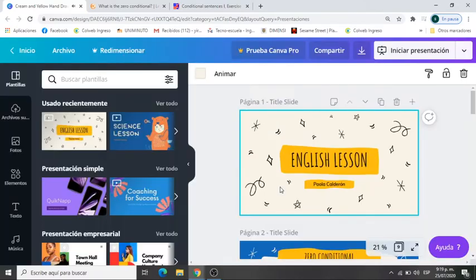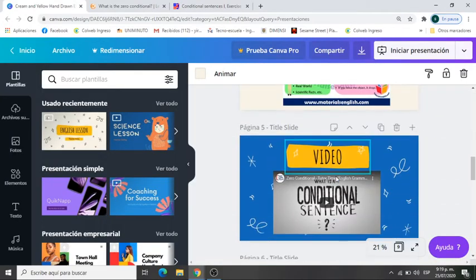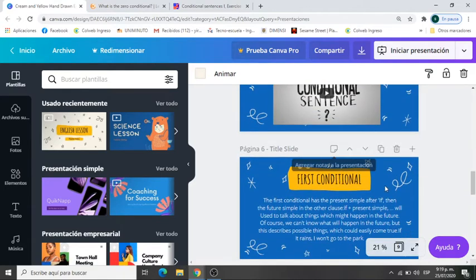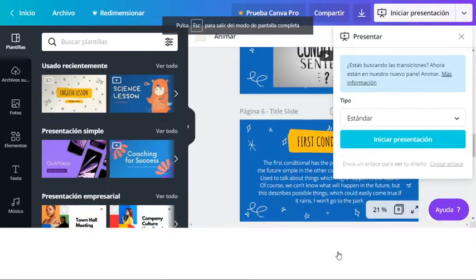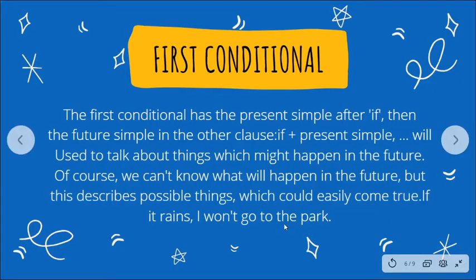Let's continue. So that was the example of the zero conditional. Now we are going to see the first conditional. What is the first conditional? In the zero conditional, we are 100% sure. In the first conditional, we are 90% sure.